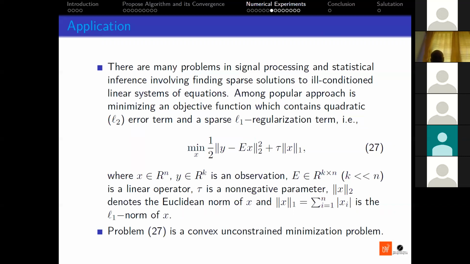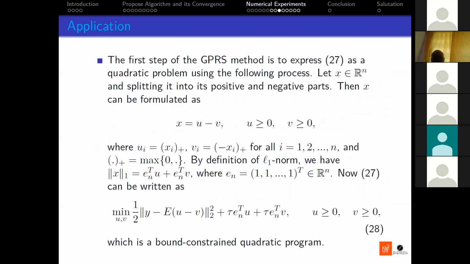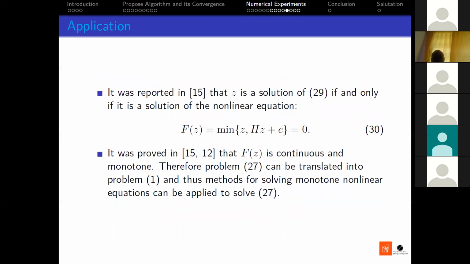Now next is the application in signal recovery. Now I will summarize this. In signal recovery, problem 27 is actually what is being solved, but our algorithm is not solving a minimization problem; rather, it is solving a nonlinear equation. So with the help of Figueiredo and Xiao et al., they were able to show that the minimization problem is equivalent to this problem 30.